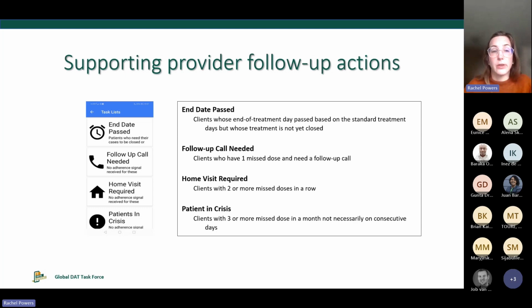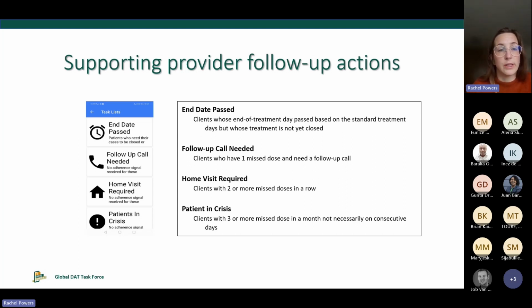We can also think about some automated technology interventions to actually support the provider follow-up for that client. So this is an example from what we call task lists, and we use this with the Ascent project, a 5-country project. And these were automated lists that were provided to the TB worker. And it was trying to support them in following up with patients.